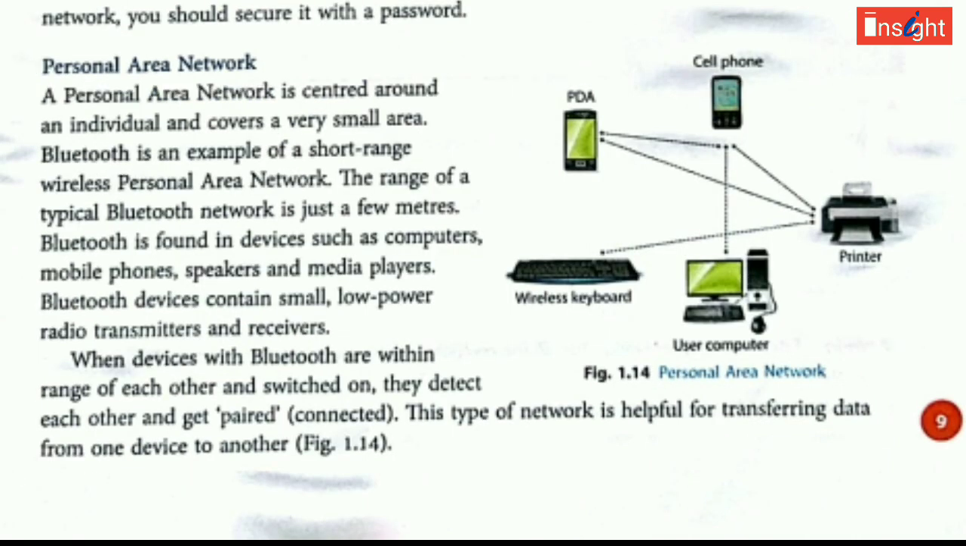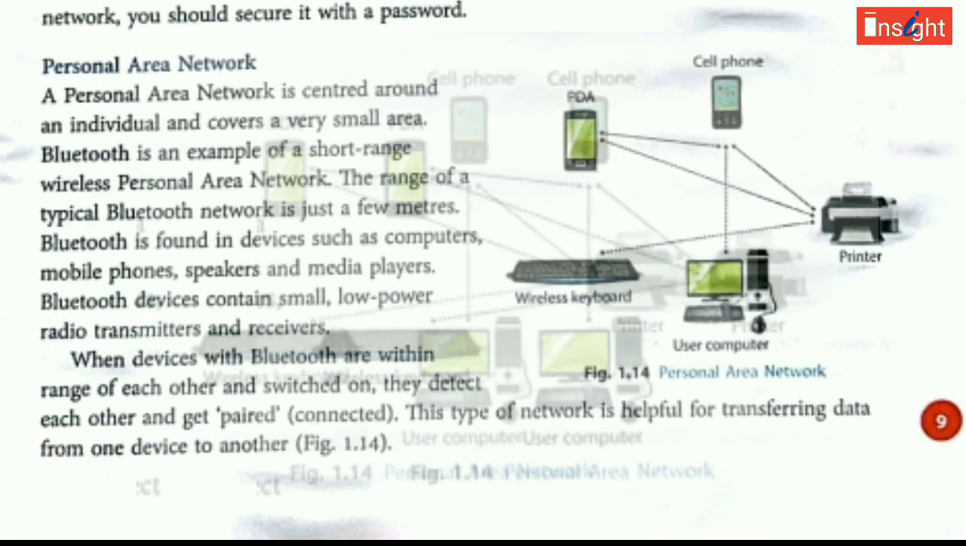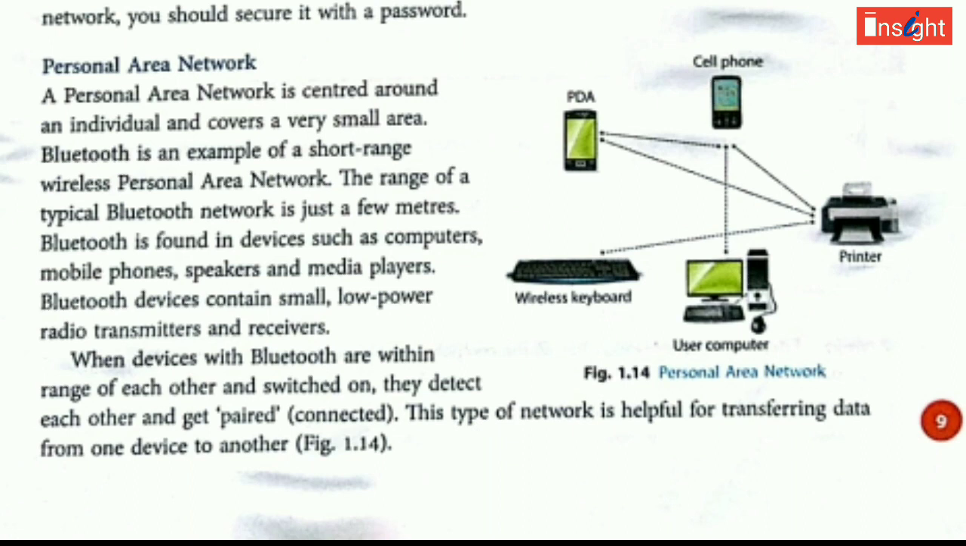Another type of network is PAN, personal area network. This type of network is centered around an individual and covers a very small area. It has very short range. Bluetooth is an example of a short range wireless personal area network. The range of a typical Bluetooth network is just a few meters.